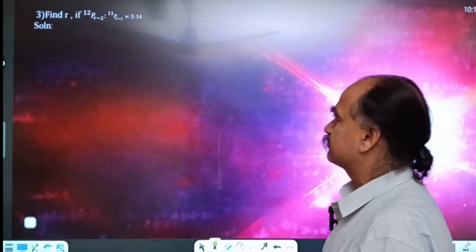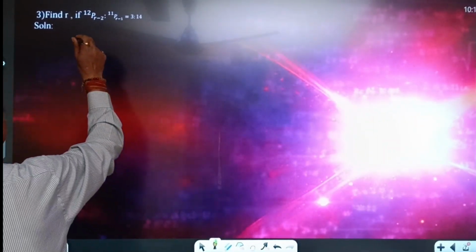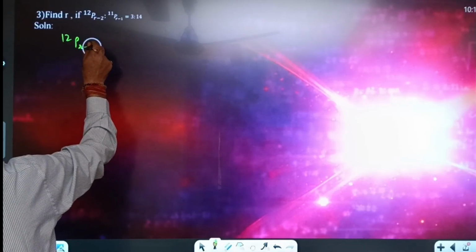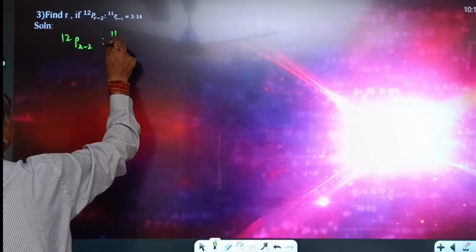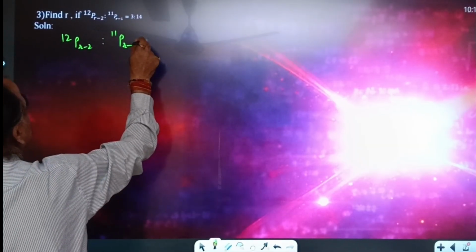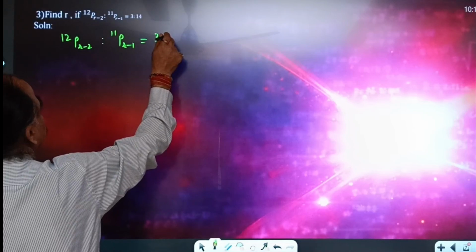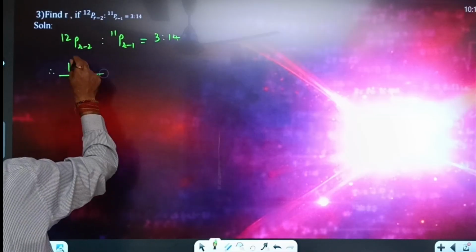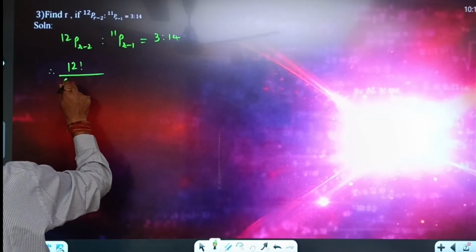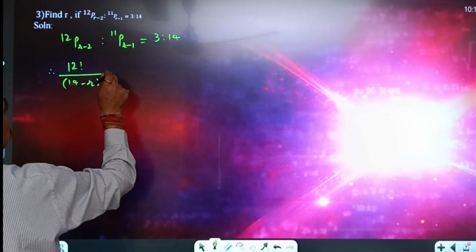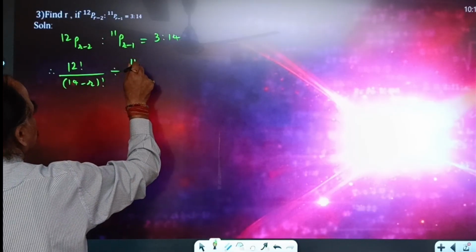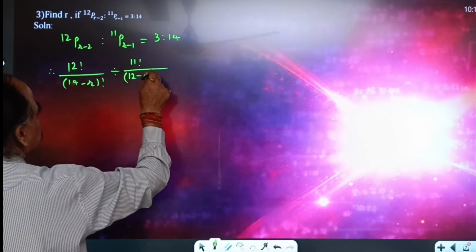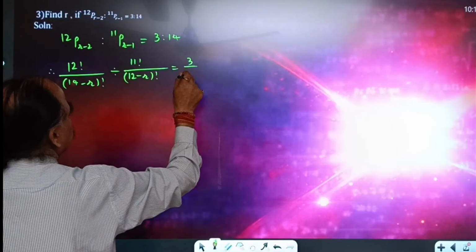12P(r minus 2) is to 11P(r minus 1) is equal to 3 is to 14. 12P(r minus 2) is 12 factorial upon 12 minus r minus 2, that is 14 minus r factorial, divided by 11 factorial upon 11 minus r minus 1, that is 12 minus r factorial, equals 3 upon 14.